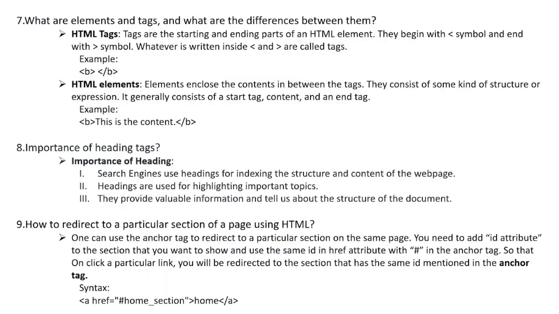Question 7. What are elements and tags, and what are the differences between them? HTML tags. Tags are the starting and ending parts of an HTML element. They begin with less than symbol and end with greater than symbol. Whatever is written inside less than and greater than are called tags. HTML elements. Elements enclose the contents in between the tags. They consist of some kind of structure or expression. It generally consists of a start tag, content, and an end tag.